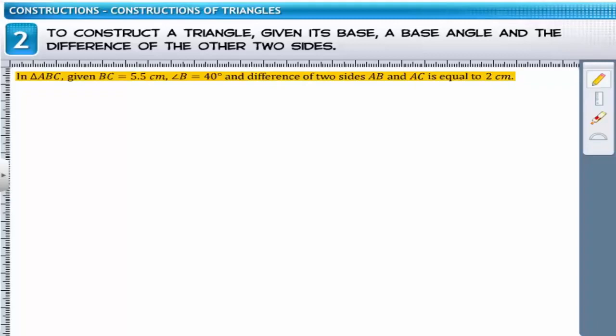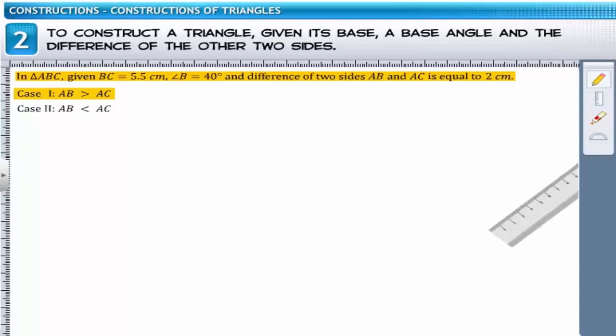Please note that there will be two cases of constructions. In the first case, AB may be greater than AC, and in the second case, AB may be shorter than AC. Let's construct the triangle when AB is greater than AC using the given data.